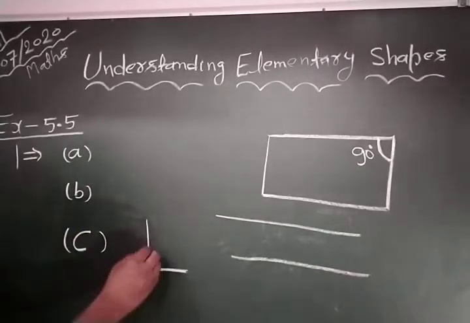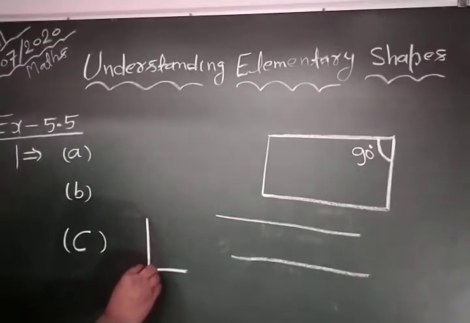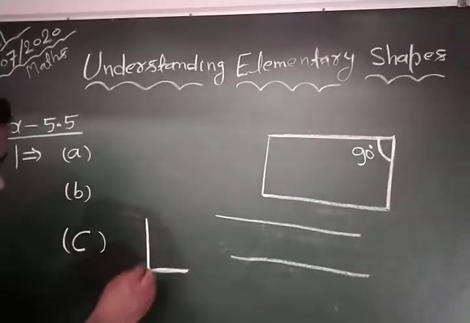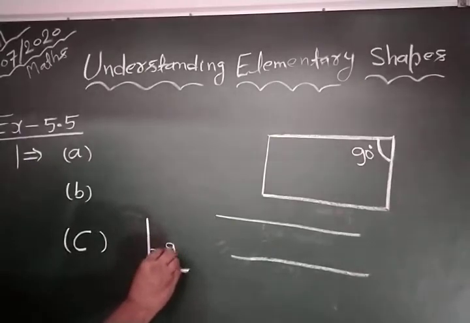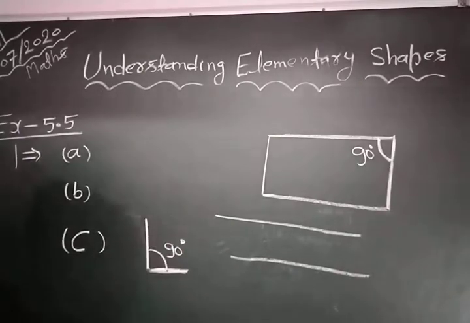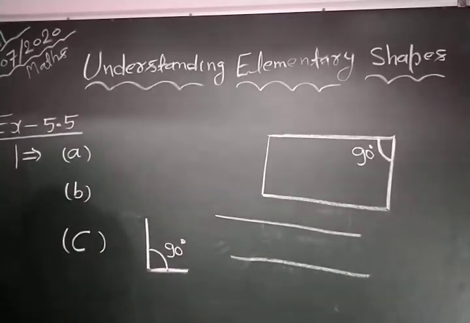Okay, so here is one line segment, and this is a second line segment. They form the letter L. You can see here this is a right angle, and this is a right angle. So both are perpendicular to each other. This line segment and this line segment are perpendicular.